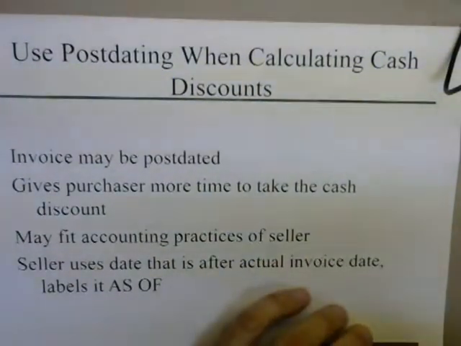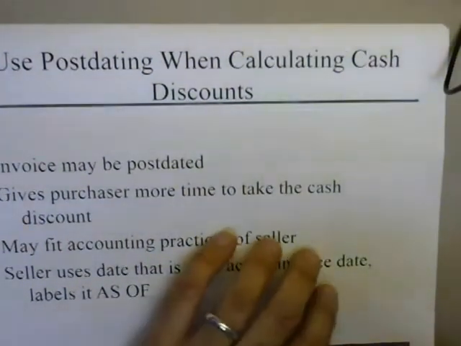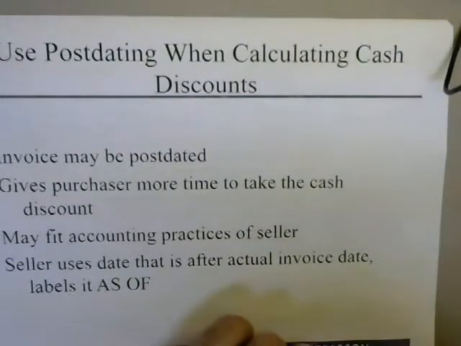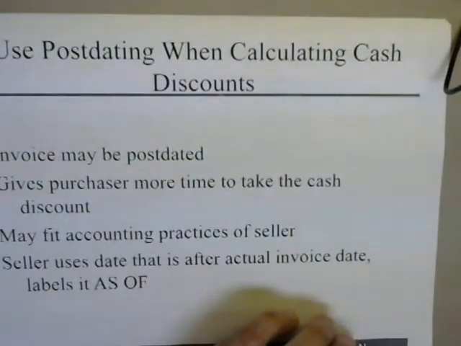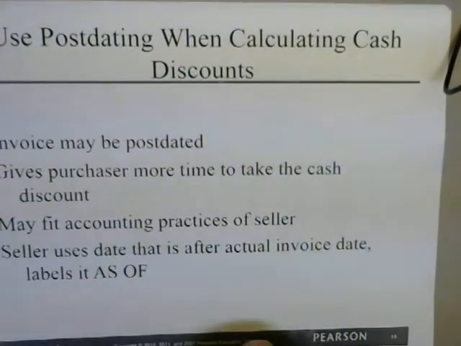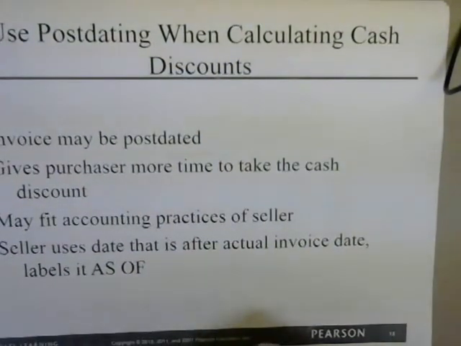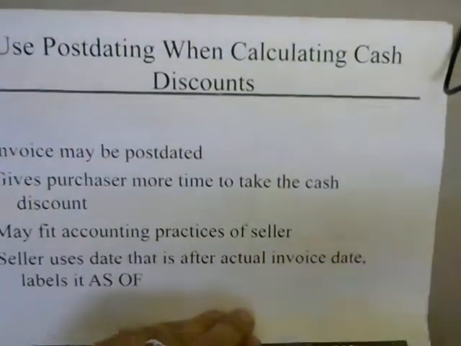Now another thing we want to talk about is post-dating when calculating cash discounts. An invoice may be post-dated, and what that does is it gives the purchaser more time to take the cash discount. One reason why you might do this is it might fit the accounting practices of the seller, and the seller will use the date that is after the actual invoice date labeled as of.